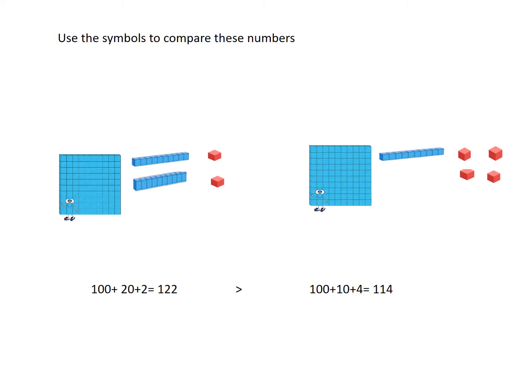So although the number represented on the right had more equipment to make the number, it was in fact a smaller number because we have 100, 1 ten and 4 ones, which makes 114. On the other side we had 100, we had 2 tens and 2 ones, which makes 122. Well done if you got that right.